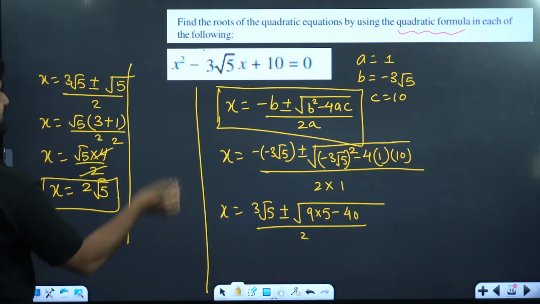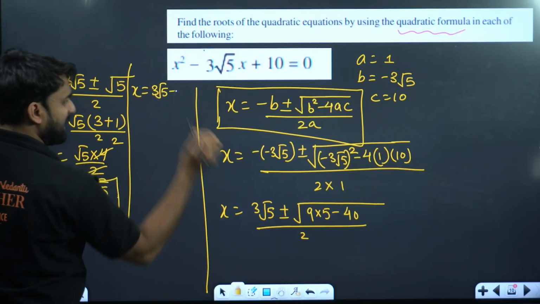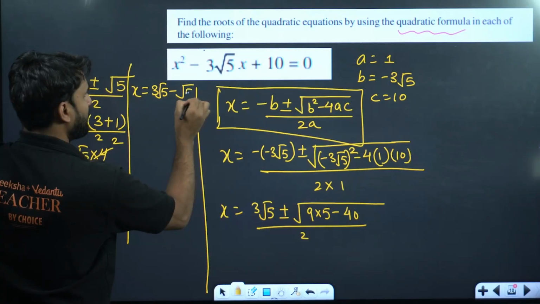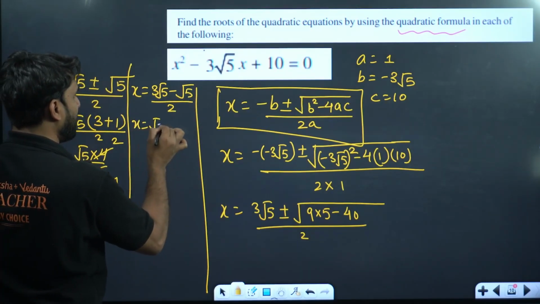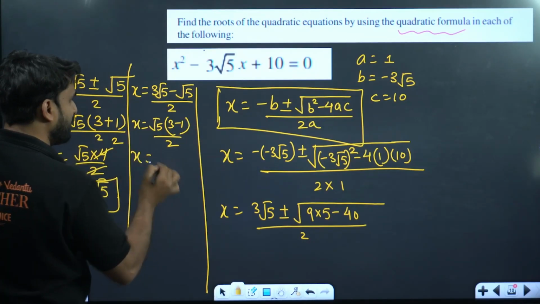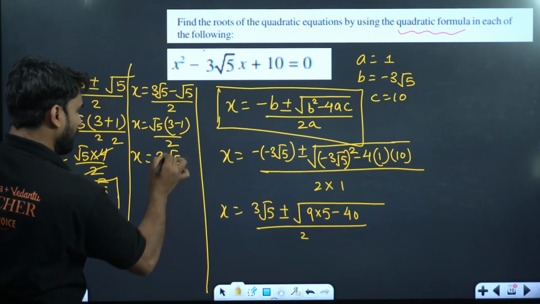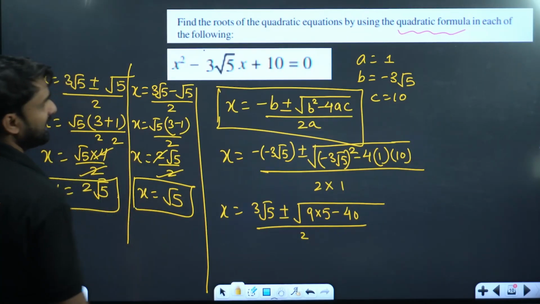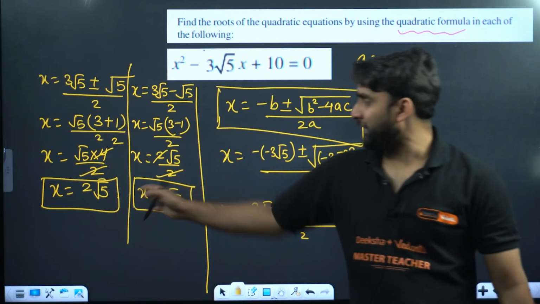Now take the negative sign. So if we take the negative sign here, 3 root 5 minus root 5 divided by 2. Now we can take root 5 common here again. So this will be 3 minus 1 divided by 2, and we all know 3 minus 1 is 2. So 2 root 5 divided by 2 cancels. So x is equal to root 5. So these are the answers. The first zero is 2 root 5 and the second zero is root 5.